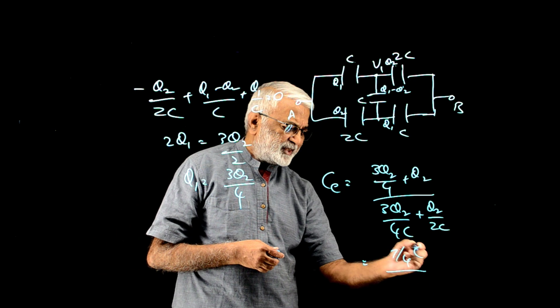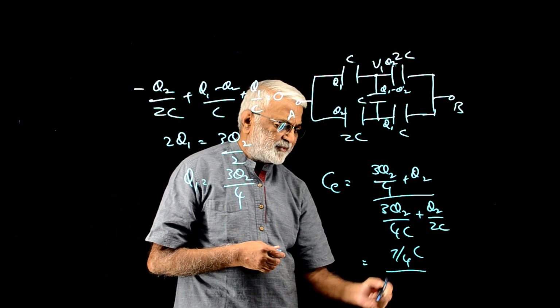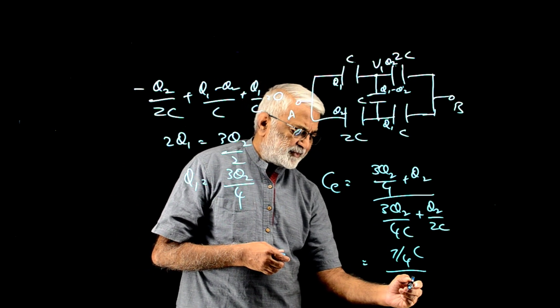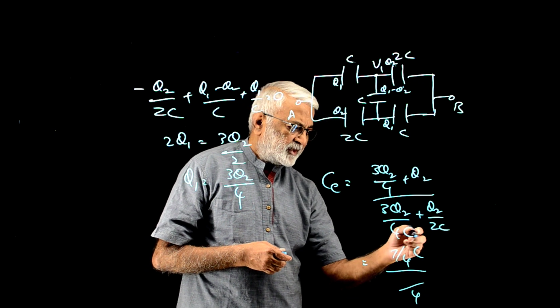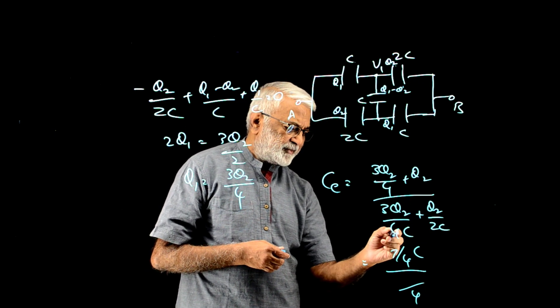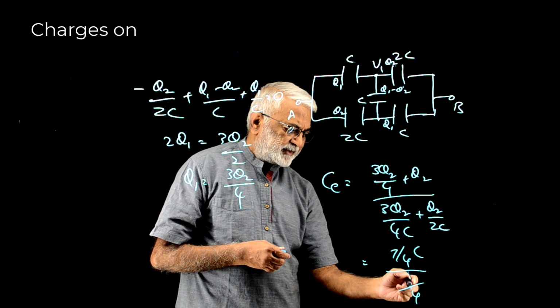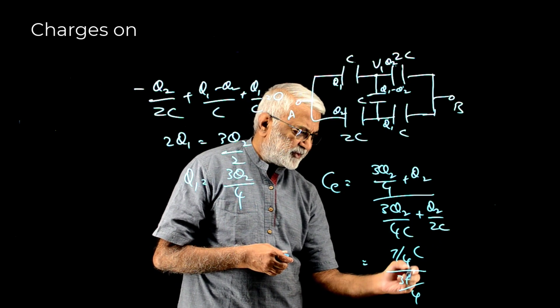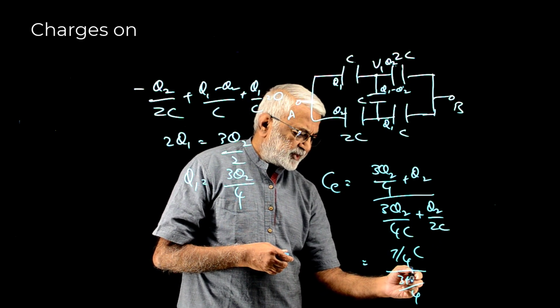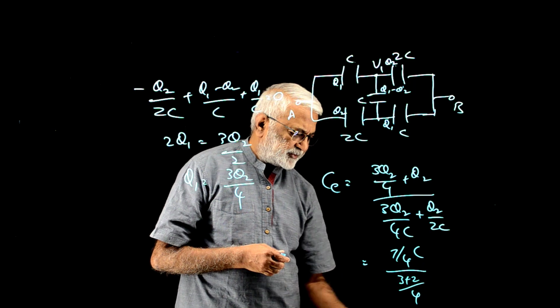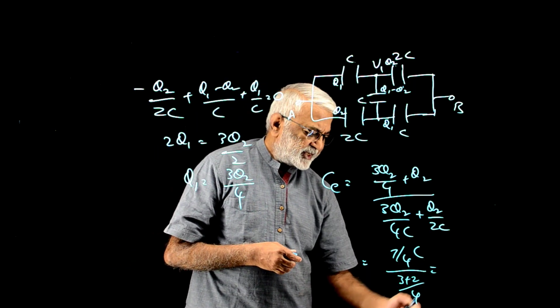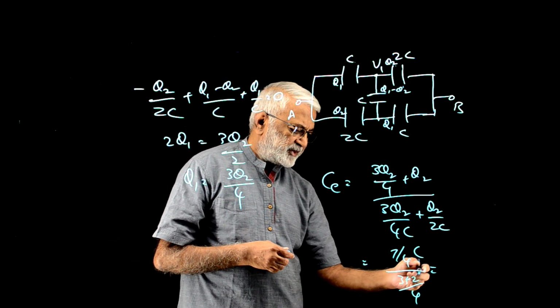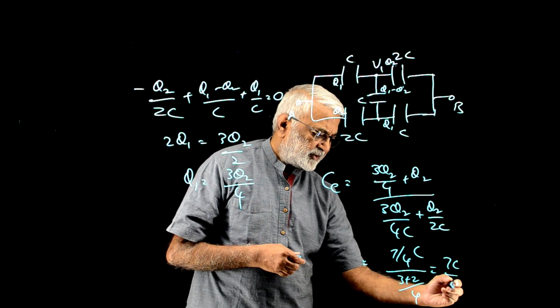So let's deal with the numbers. This 3 by 4 plus 1 by 2, that will be 4, and this is 4, this is right. So this is 3 plus 2, that will be 2, 2, so 3 plus 2. So 4 gets cancelled, and then you have 7C by 5.